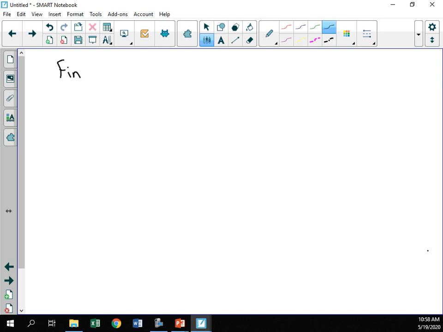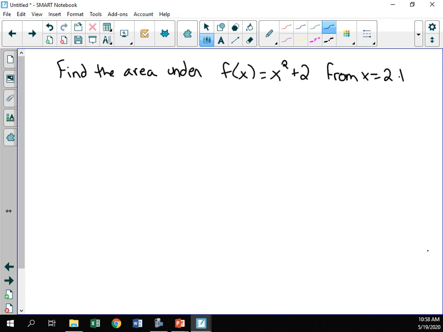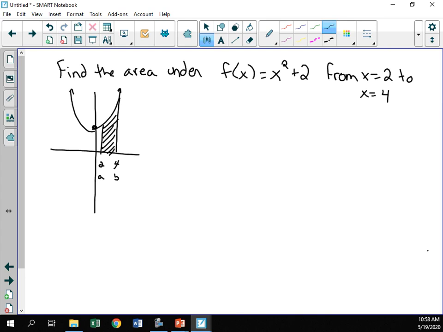But I want to find the area under a curve, f of x is equal to x squared plus 2, from x equals 2 to x equals 4. Okay, so now we're going to put boundaries on our area. So if I just draw a picture, I know that my graph looks like this. And I want to go from 2 to 4. I want to find this area right there. So how do I do this? This is my A boundary, this is my B boundary.